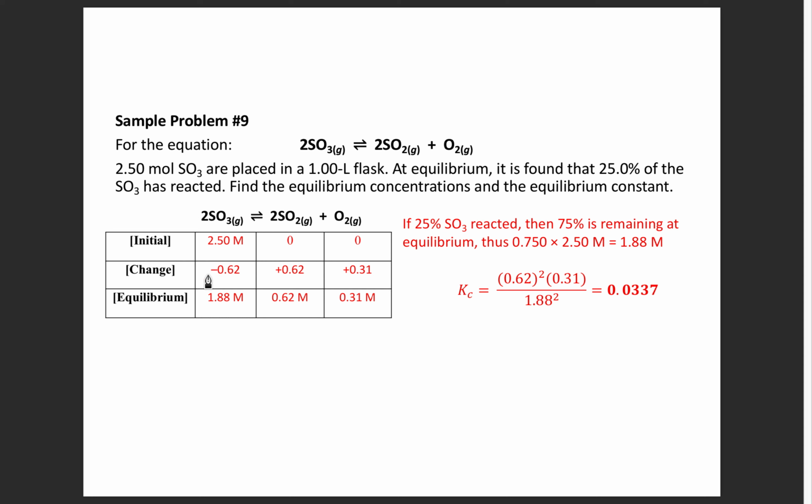The negative sign here is representing the fact that this is getting used up. This concentration is going down from the initial value. So that's where the 0.62 comes in: 2.5 minus 1.88 equals 0.62. That's your change. Now, once you know the change for any one of these, we know the change for all of them, simply because you have a 2 to 2 to 1 ratio here. Look at your coefficients, 2 to 2 to 1 ratio. So this is a 2, that's a 2, so a 2 to 2 ratio is the same as a 1 to 1.